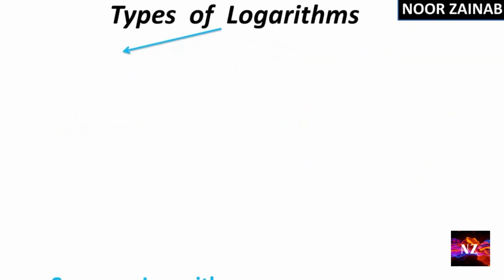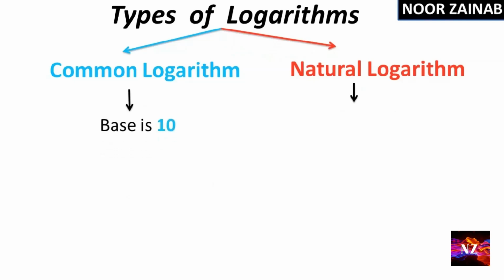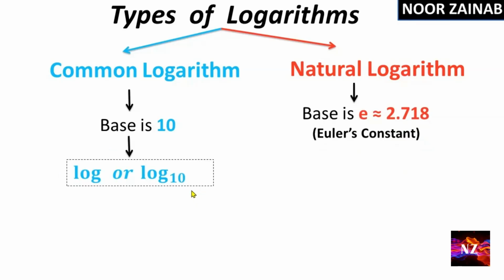Now let's discuss types of logarithms. There are two types of logarithms, common logarithm and natural logarithm. In common logarithm, the base of the logarithm is always 10, whereas in natural logarithm, the base is a constant value known as Euler's constant, and its value is 2.718. Common logarithm is written with the base 10, whereas the natural logarithm is written with the base e.